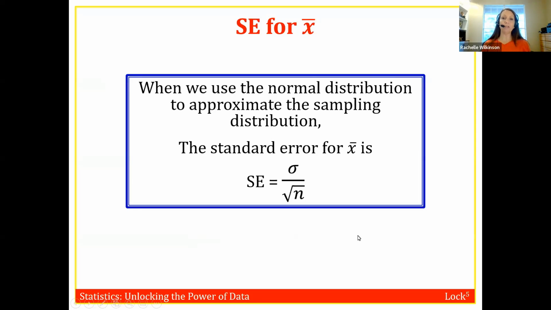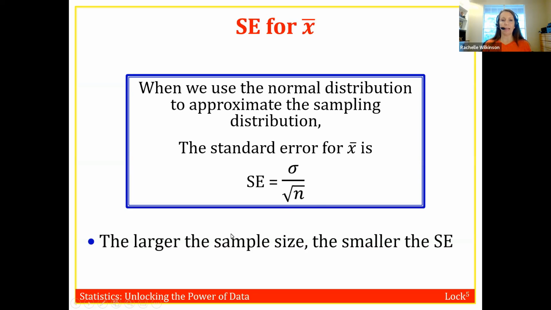So when we use the normal distribution to approximate the sampling distribution for X bar, then the standard error for X bar can be calculated using this formula, just sigma divided by the square root of n. Remember, sigma is our population standard deviation. And you can tell from this formula here that the larger our sample size is, then the smaller the standard error is going to be, okay, which makes sense.